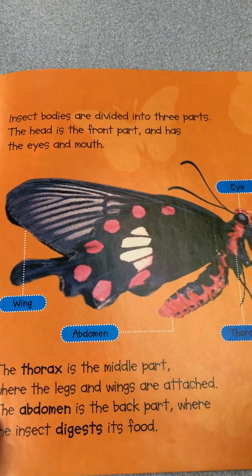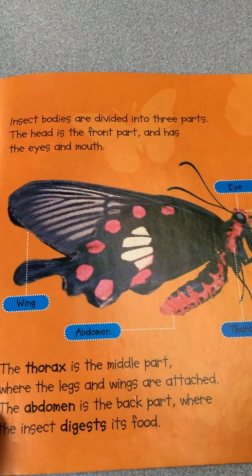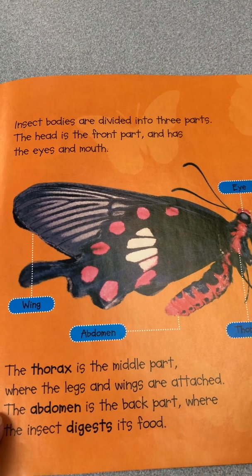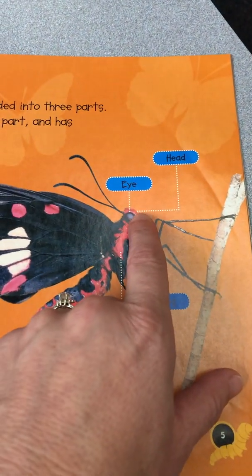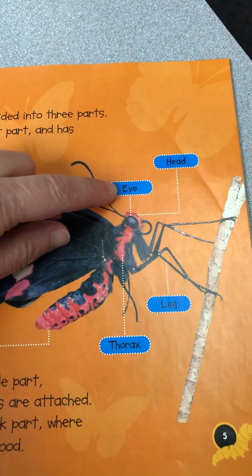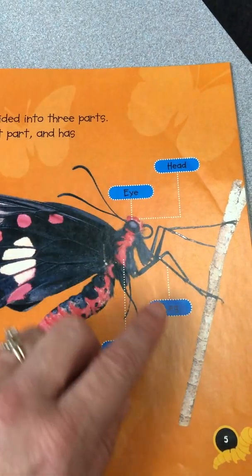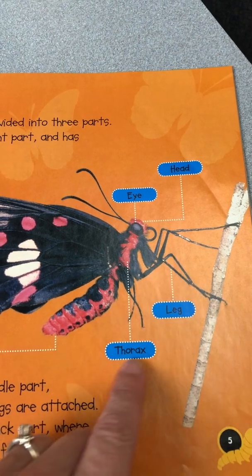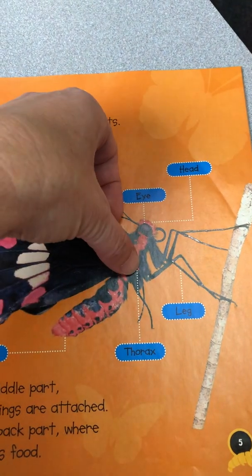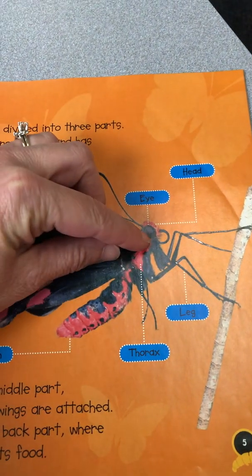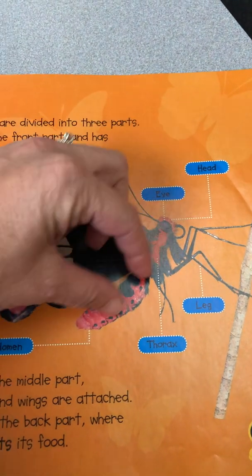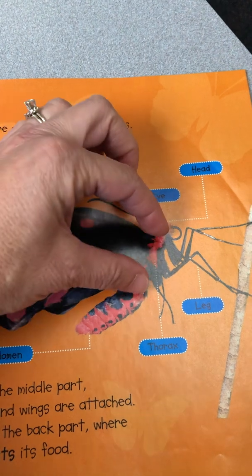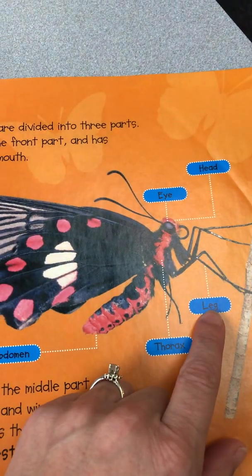Insect bodies are divided into 3 parts. The head is the front part and has the eyes and the mouth. So we've got the head. The head has the eyes and the mouth. And then we've got legs, and this is the thorax right here, this part. So that's this tiny little part is the head, and then you've got the thorax, and then this part is the abdomen. On the thorax are going to be the legs.